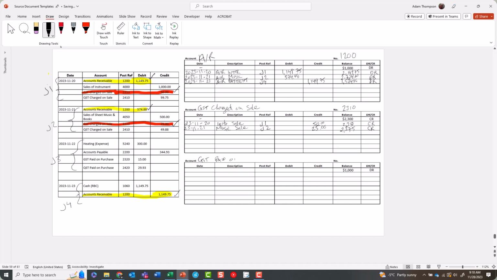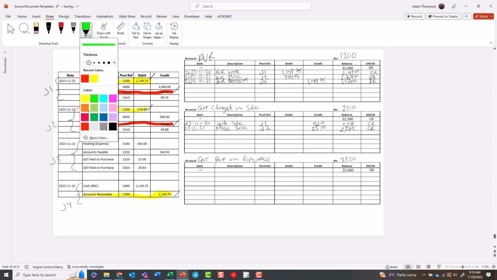And the last account we're going to take care of is the GST paid on purchase. Don't forget this is a contra account. It's going to be account 2320. But since it's a contra account, it has a normal debit balance. If we look through our journal entries, we're going to see there's only 1 from November 22nd.